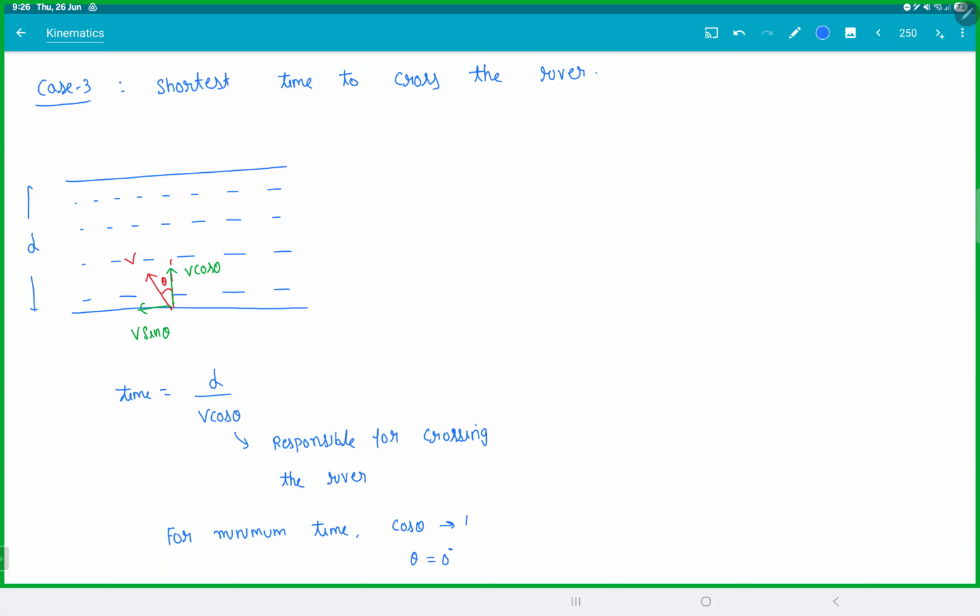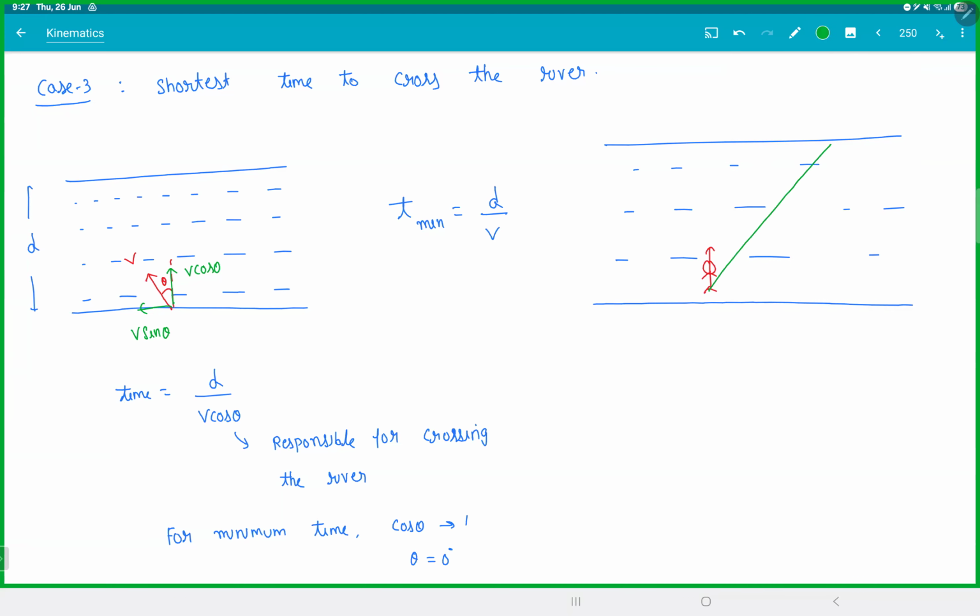So therefore we get the minimum time is simply d by v. You just ignore the river and just swim straight. So, how will this person look like? He just swims straight. So you're looking forward, but you're going like this. You're looking straight, but you're going at an angle. You will drift. This is A, this is B. So you won't reach point B, you'll reach point C. This distance B to C is called drift.